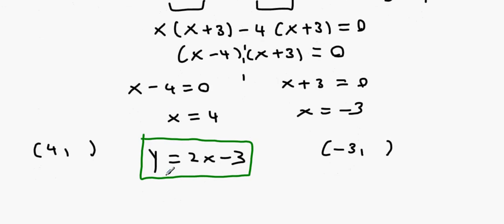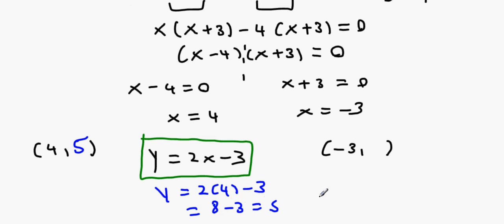So when x equals 4, y is equal to 2 times 4 minus 3, which is 8 minus 3, which is equal to 5. That means the first point is 4, 5. The second point is going to be y equals 2 times minus 3 minus 3, and this value is going to be minus 9. So the 2 points are minus 3, minus 9, and 4, 5 respectively.